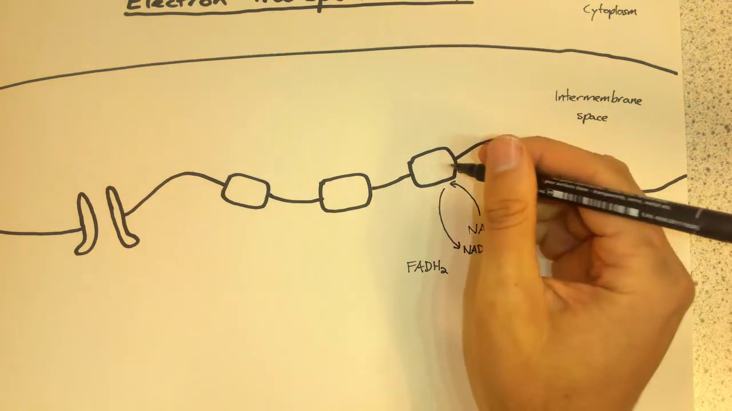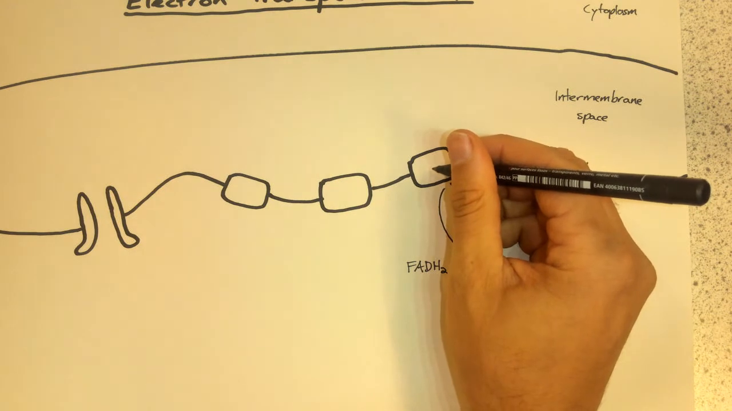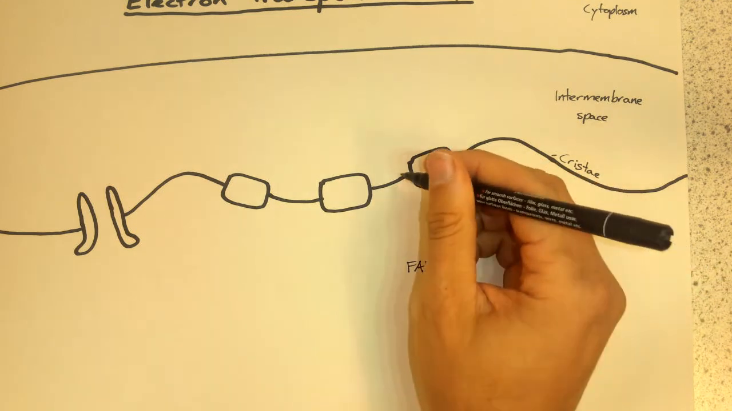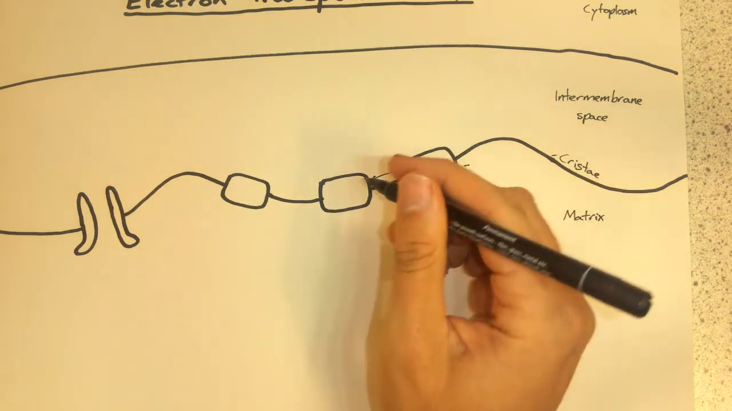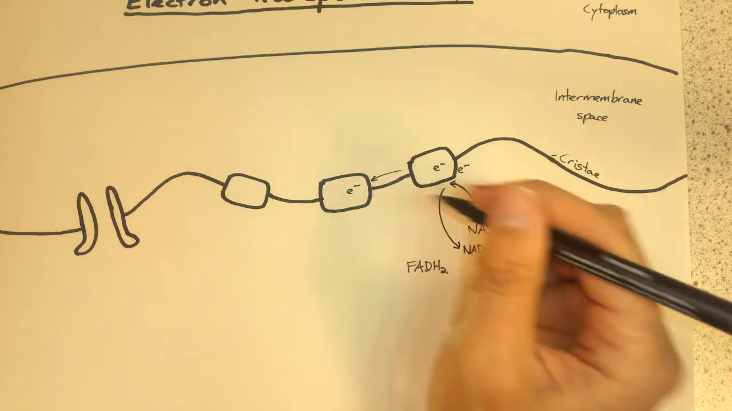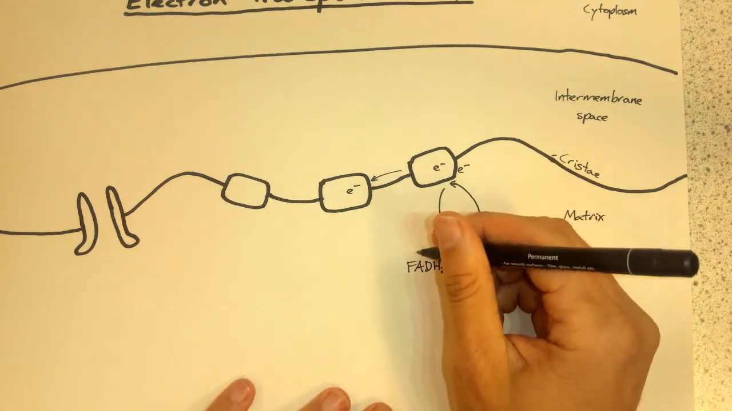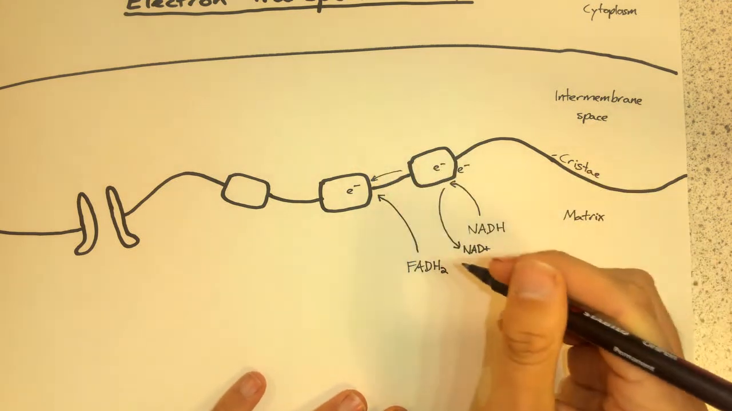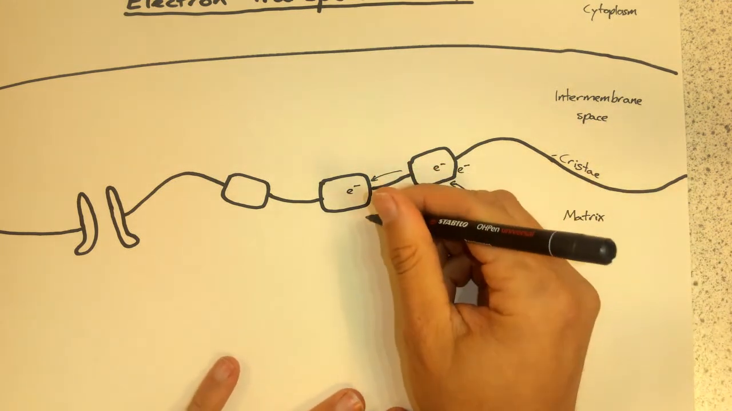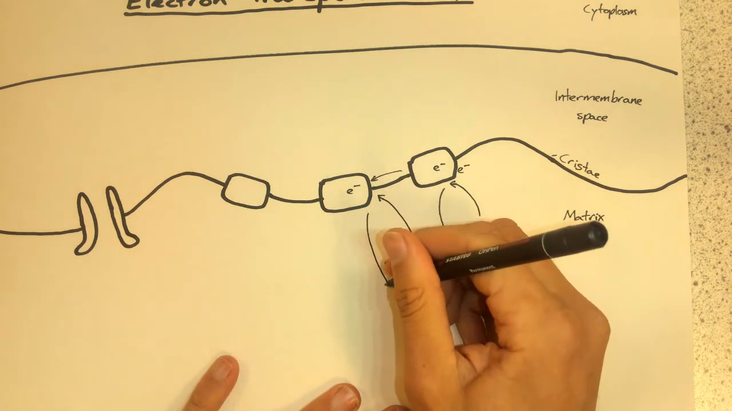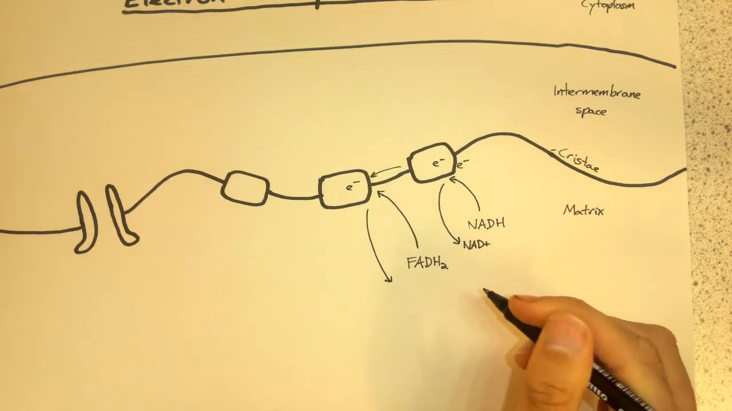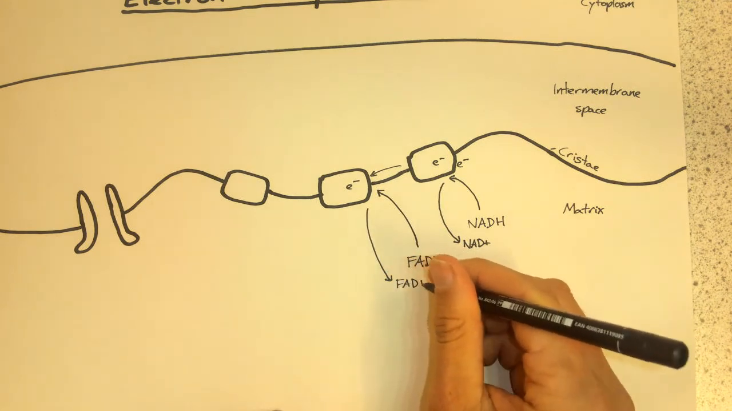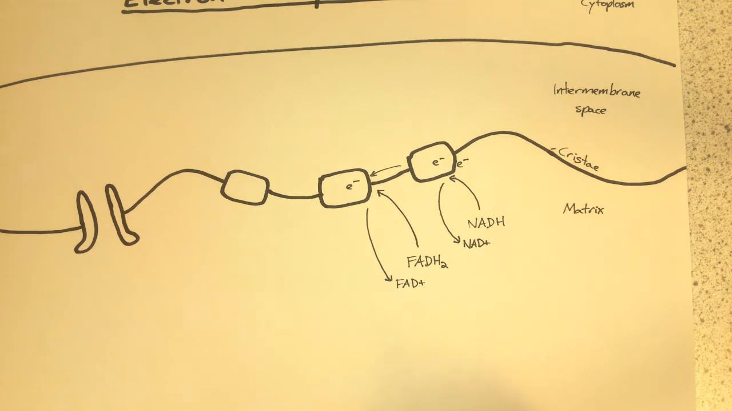The high energy electrons that are now in the electron transport chain move down the electron transport chain through a series of protein carriers. The electrons from FADH2 also enter into the electron transport chain a little further down, oxidizing the reduced FADH2 back into FAD that can return to the matrix to Krebs cycle.